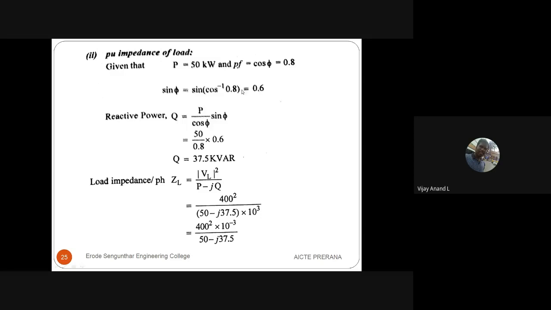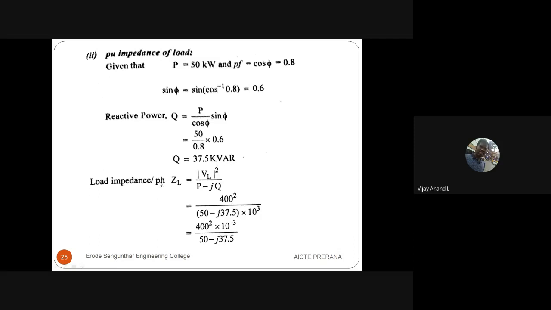These are the given data. Reactive power Q is equal to P by cos phi into sin phi. The P value is 50, cos phi value is 0.8, and sin phi value is 0.6. From this, we can calculate the reactive power Q as 37.5 kVAR. The unit of reactive power is VAR, so don't forget that. Real power is denoted in watt or kilowatt, but for reactive power we have to mention the unit as kVAR, that is volt ampere reactive.